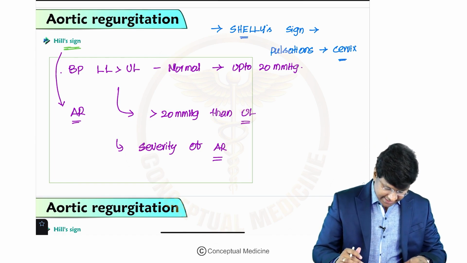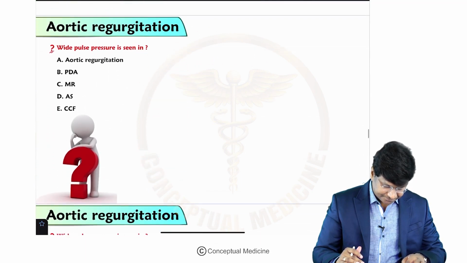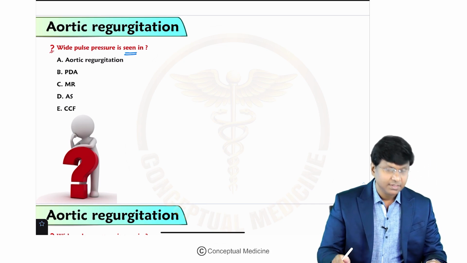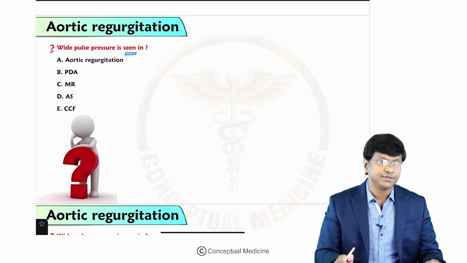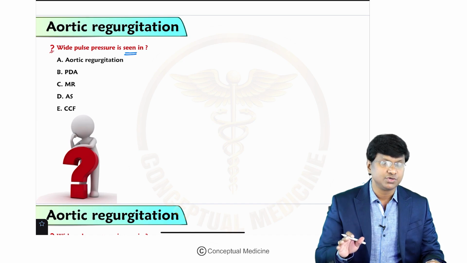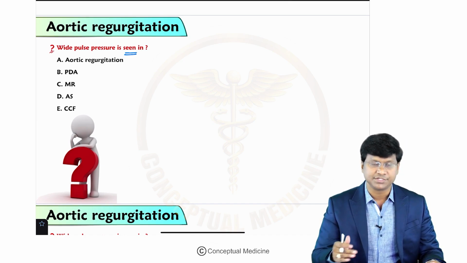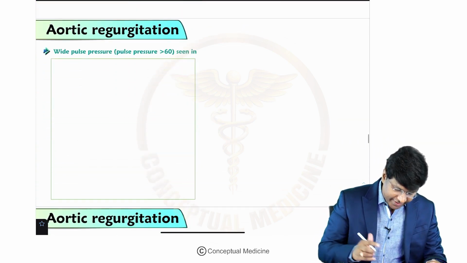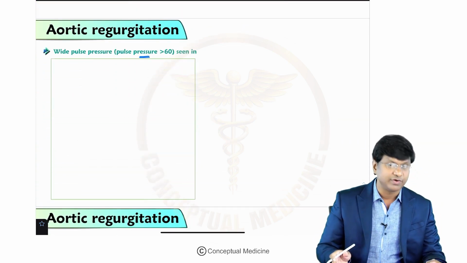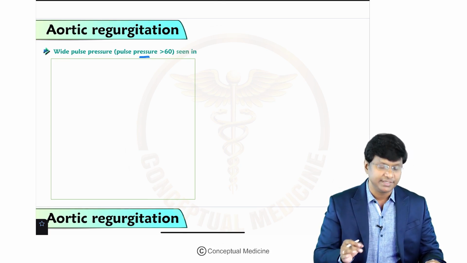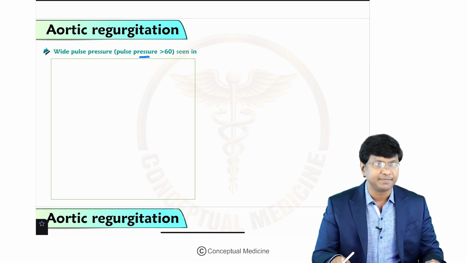Next, another important question is: wide pulse pressure is seen in aortic regurgitation, patent ductus arteriosus, mitral regurgitation, aortic stenosis, and congestive cardiac failure. So wide pulse pressure is not seen only in patients with aortic regurgitation. There are many clinical conditions where you have wide pulse pressure. And when will you use the terminology wide pulse pressure? When the pulse pressure of the individual is more than 60 millimeters of mercury, that is the point when we use the word wide pulse pressure.